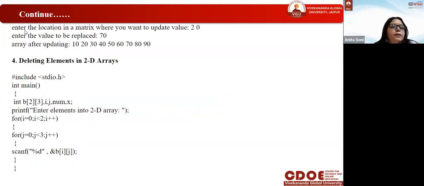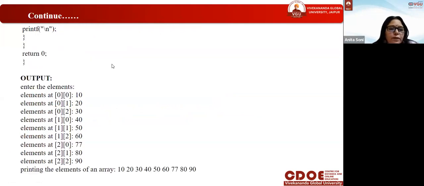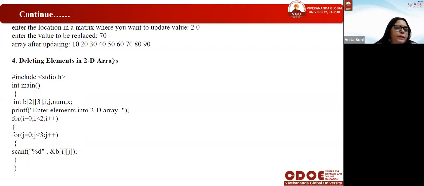Here you are entering the location in the matrix and you have replaced the value 70. The previous value was 77. Instead of 77, you have changed it to 70. So it becomes 70. The same way elements are deleted from the array.